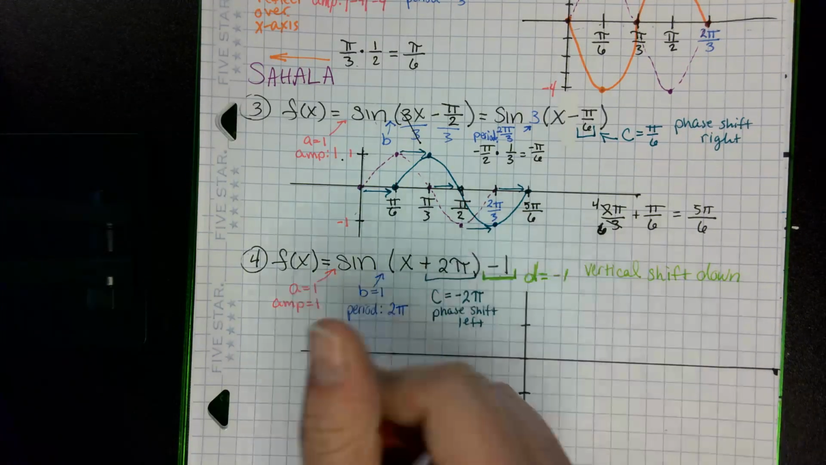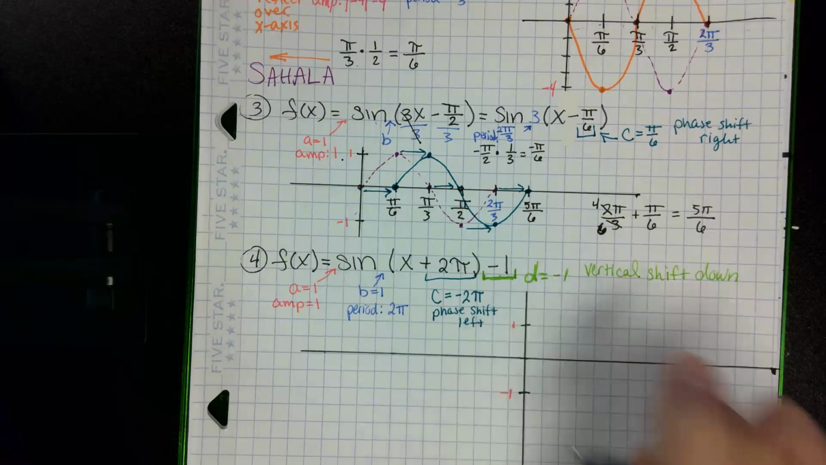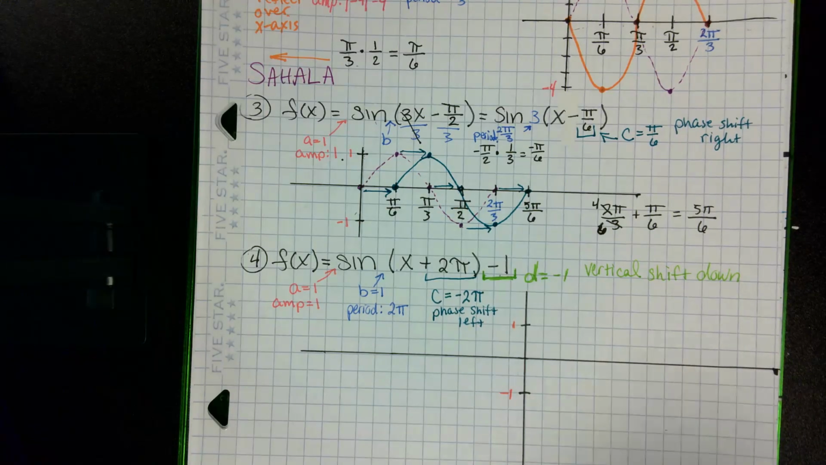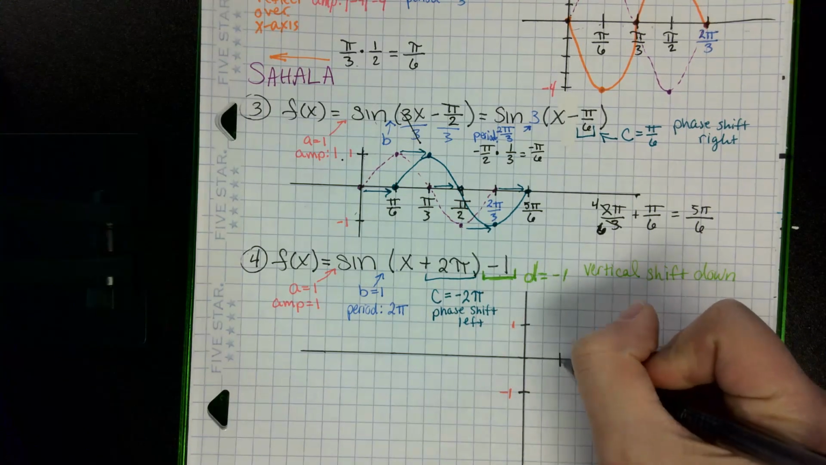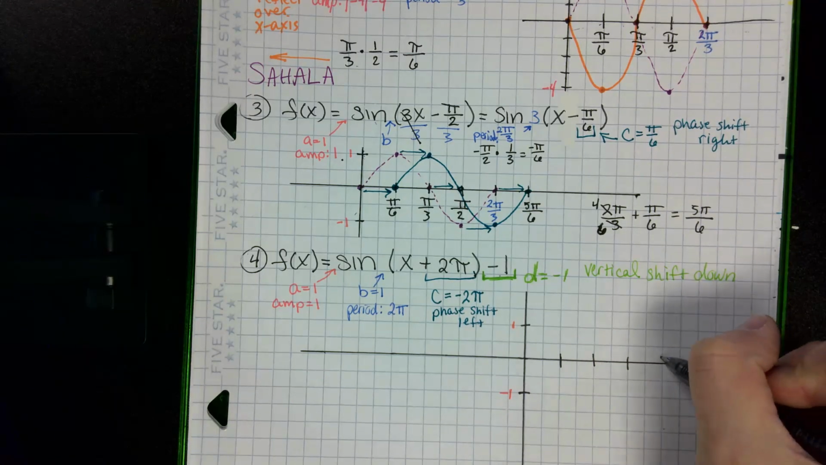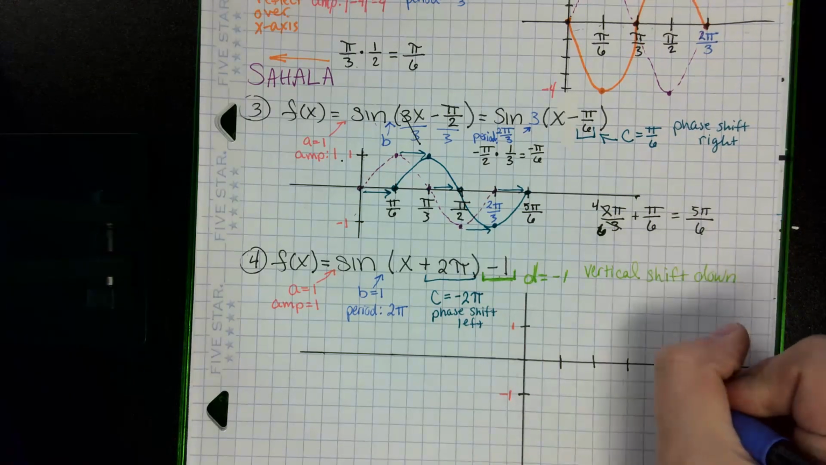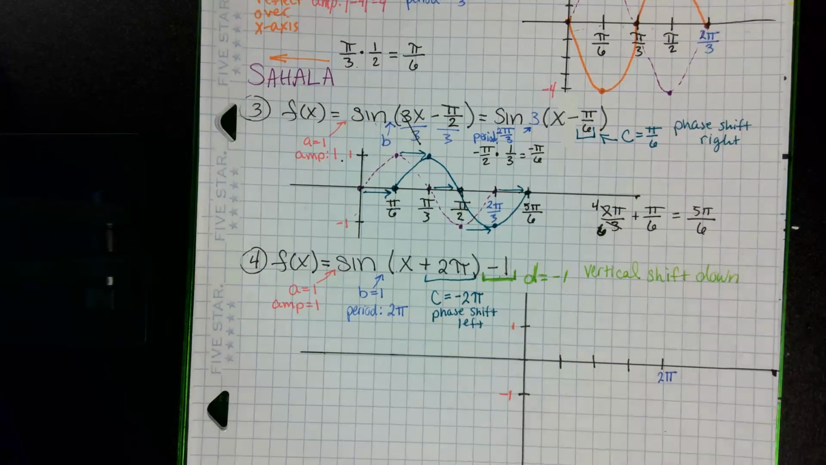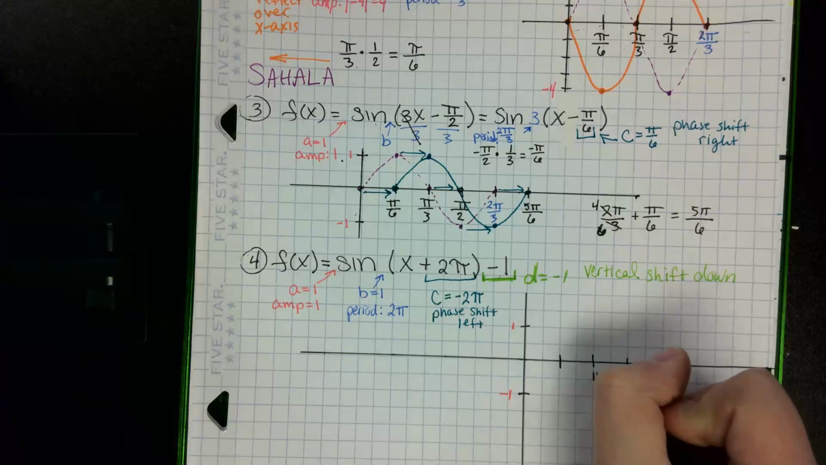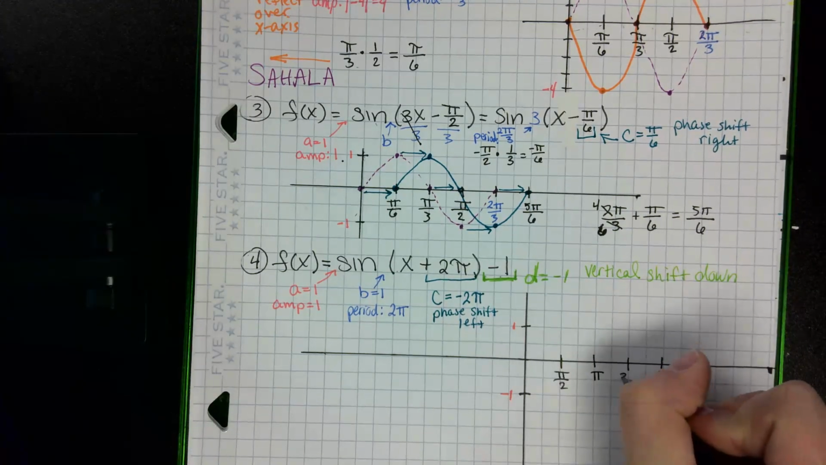All right, so I start this. There's my amplitude 1, and down 1, negative 1. Quadrant 1, quadrant 2, quadrant 3, quadrant 4. Quadrant 4 is a value of 2 pi. So then half of that is pi. Pi over 2. 3 pi over 2.